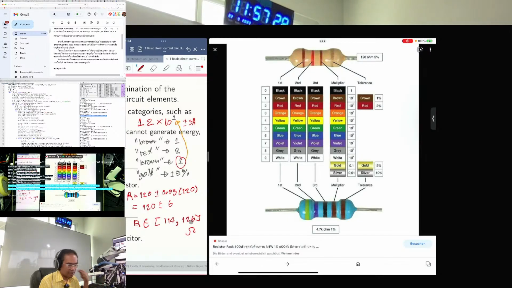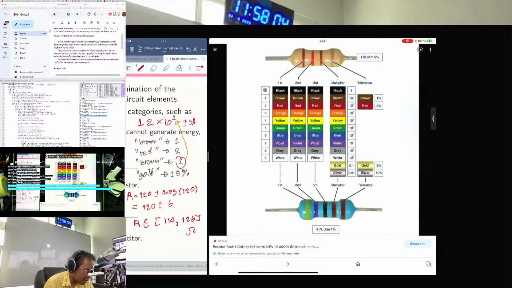All right, you know how to get the value of the resistance in the simple way. Another one is the 5-bar system. This one has the third digit, but still we have the multiplier and tolerance. The colors start from black to brown to red to orange to yellow to green to blue to violet to gray and white.